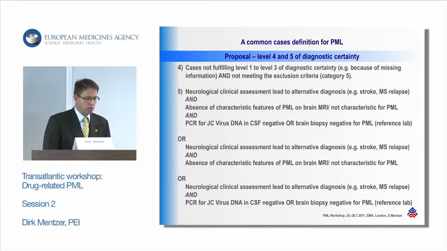And here it's sort of the negative of the 3 other levels, meaning that all criteria are exclusive, like neurological signs are leading to other alternative diagnosis, the absence of MRI features for PML, and the negative test for JCV in the CSF. We can also have a combination where clearly the neurological signs or the diagnostic is clearly for a different diagnosis other than PML, or we have the characteristic features of PML not proven in a brain biopsy, which has been rarely done.